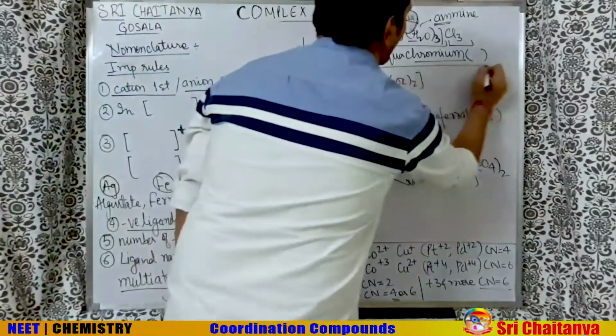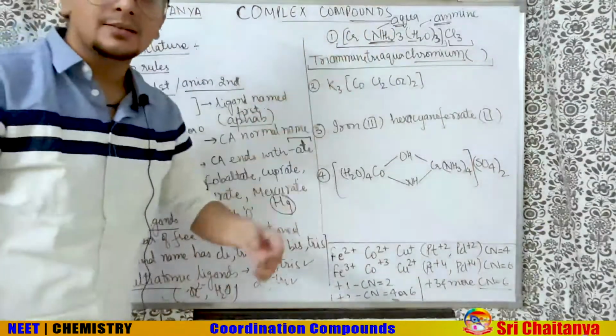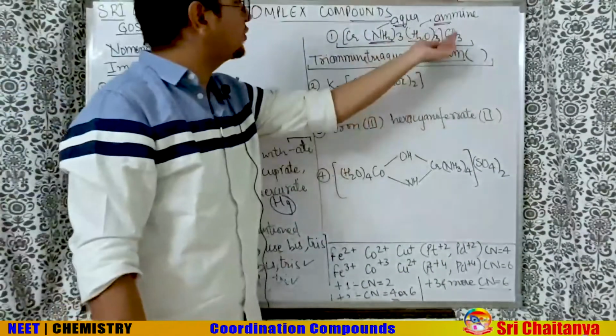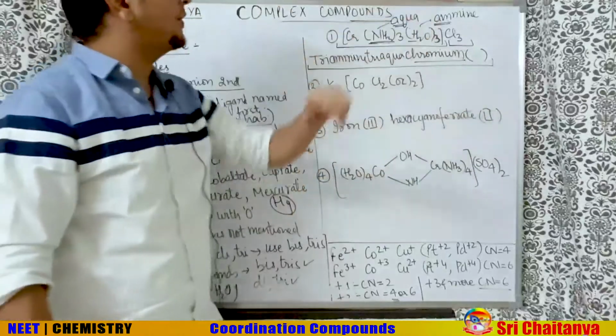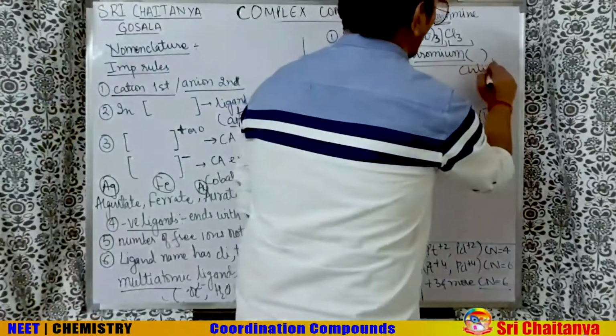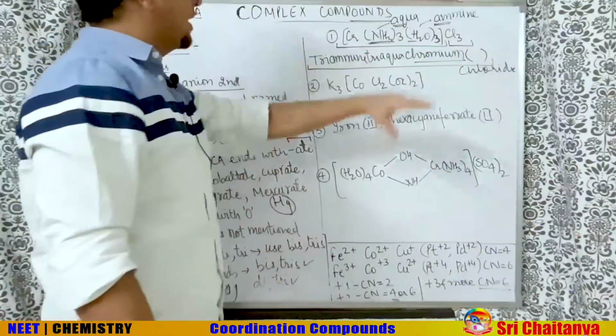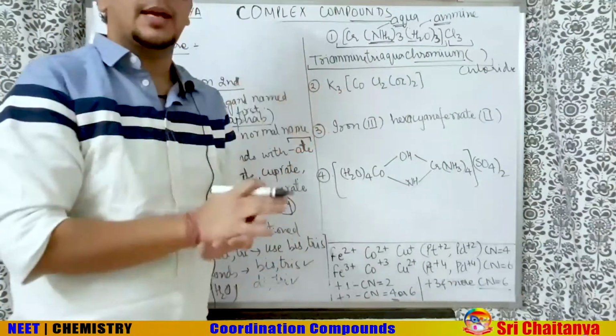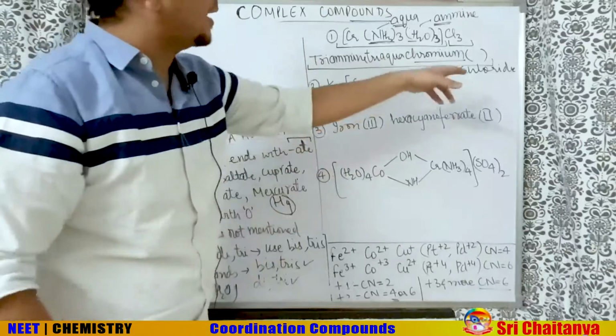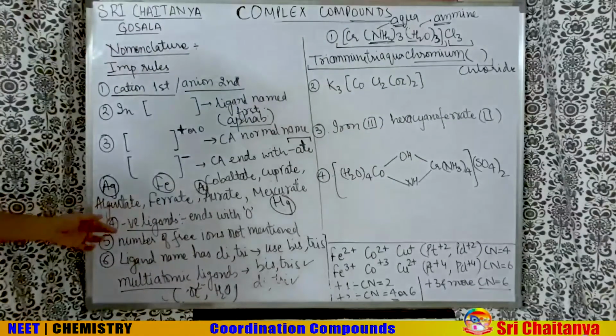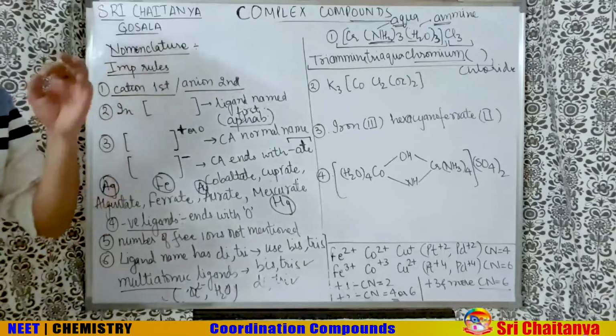This whole thing from here to here is a cation, this whole box is the cation, and now I will write the name of the anion, that is chloride. There is no space here, so I am writing below chloride. So understand, triamine, triaqua, chromium, something in the bracket, chloride. Now, should I write trichloride? No, because the number of free ions need not be mentioned.